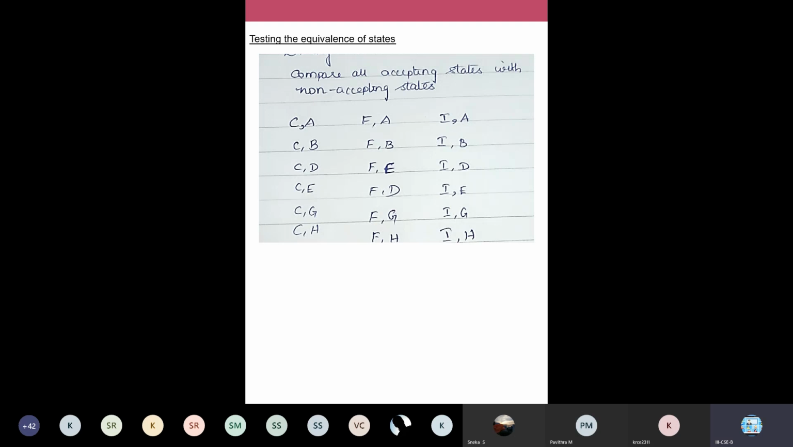Okay, can you understand? Can you all understand? When you are comparing one accepting state with a non-accepting state, straight away you can define that they are distinguishable. Okay, C and A, they are distinguishable states. When I compare C and B, they are distinguishable because C is accepting and B is non-accepting. C is accepting and D is non-accepting. So C and D, they are distinguishable.